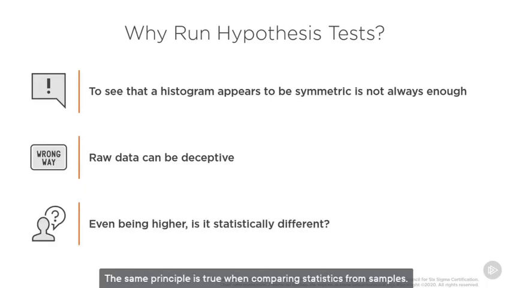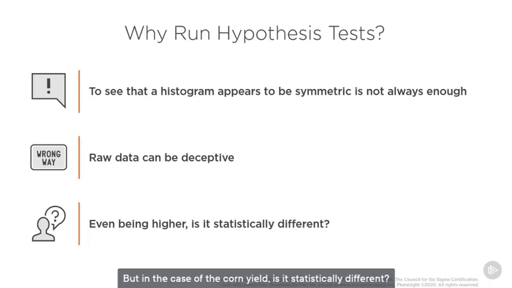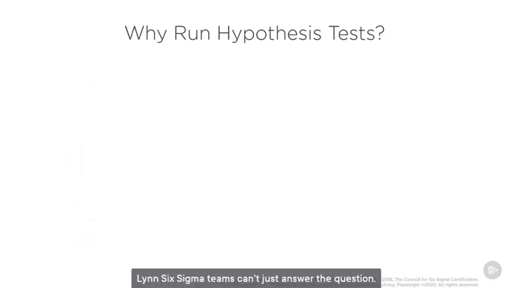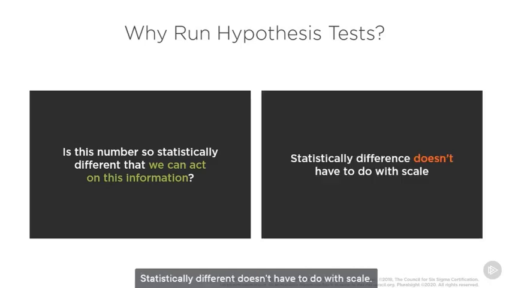The same principle is true when comparing statistics from samples. Yes, 175 is higher than 168, but in the case of the corn yield, is it statistically different? Lean Six Sigma teams can't just answer the question, is this number different? They must answer the question, is this number so statistically different that we can take action on this information? Statistically different doesn't have to do with scale. In one process, the difference between 10 and 23 might not be statistically different. In another, the difference between 10 and 10.5 might be statistically different.